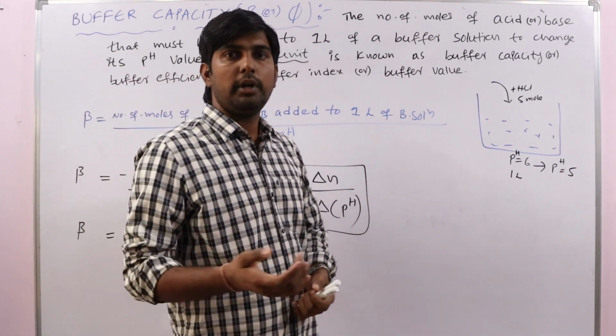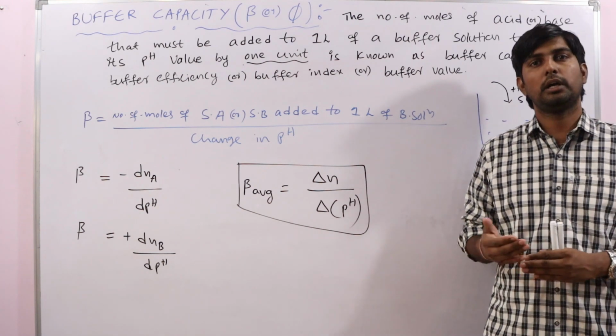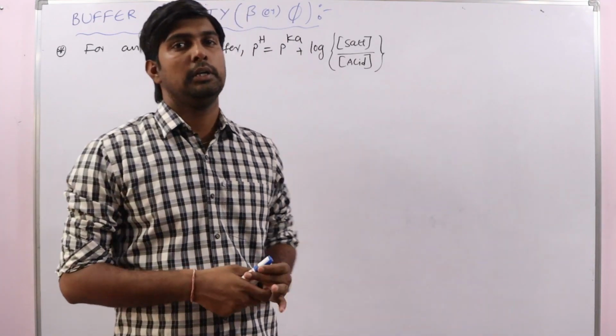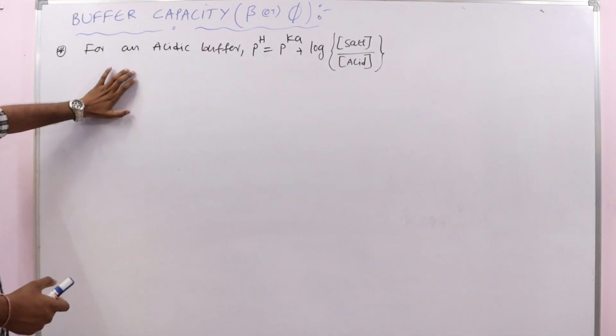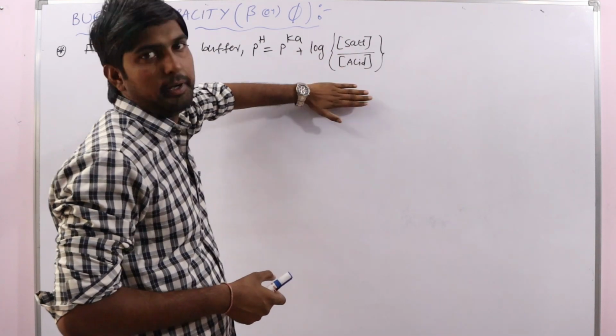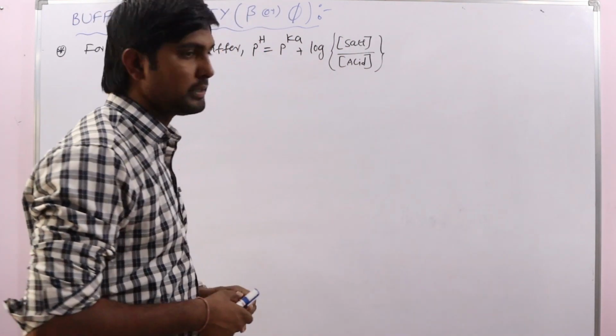Okay, clear? So now we discuss buffer range also. Okay, what is buffer range? That also we discuss now. Clear? So now let us see the buffer range. Here for an acidic buffer, pH equals pKa plus log of concentration of salt by acid. From the Henderson-Hasselbalch equation, already we discussed this.